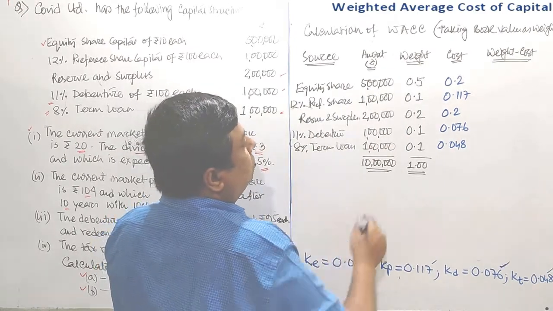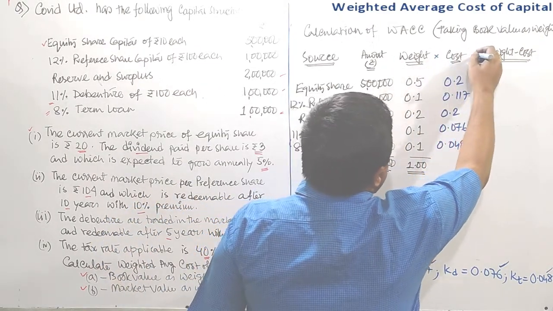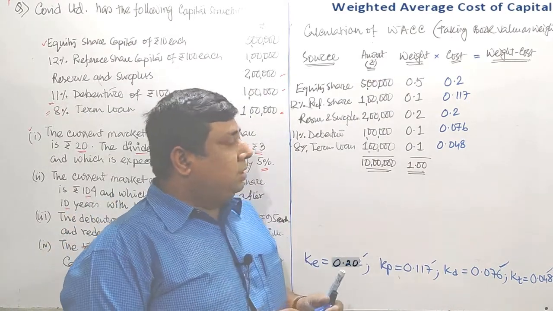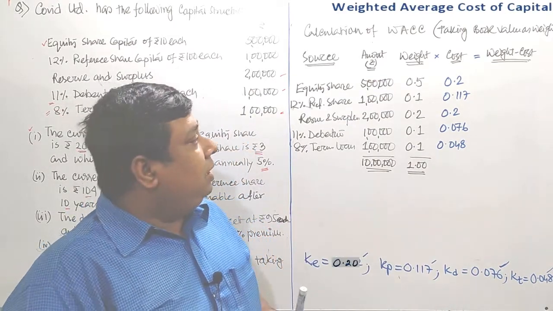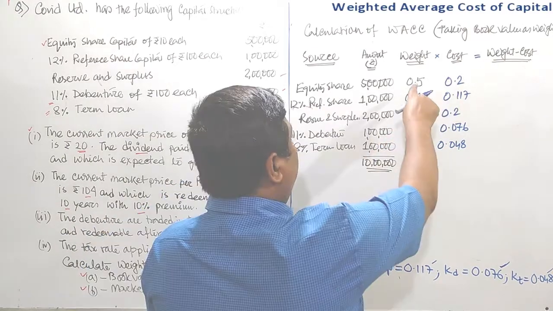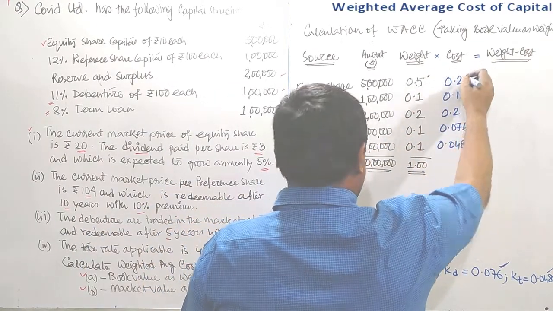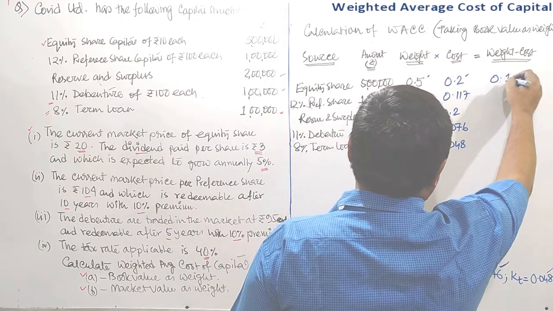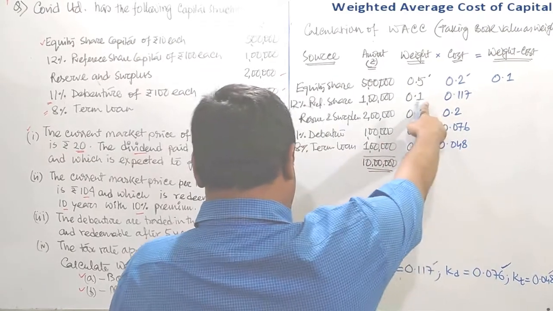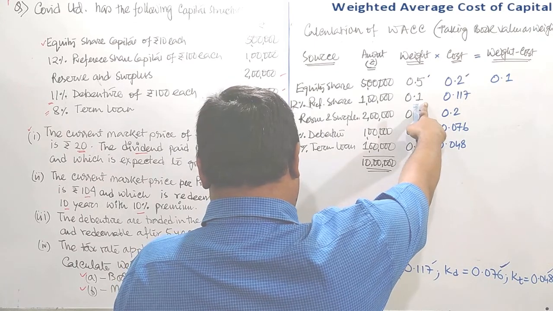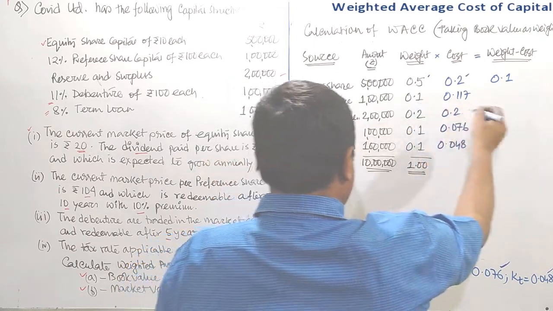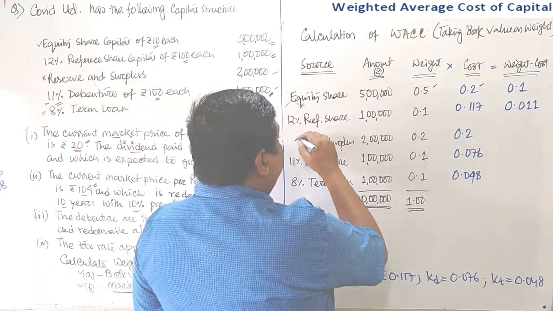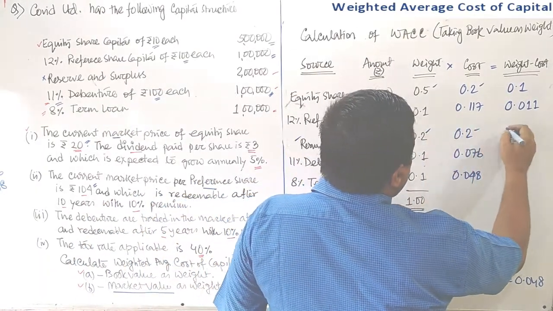Now weight and cost are involved. Once you multiply weight into cost, it gives the weighted cost of each and every component. Now we multiply the weight into cost: 0.5 into 0.2, we got 0.1. Then 0.1 into 0.117, we got 0.011. In case of reserve and surplus, it is 0.2 into 0.2.